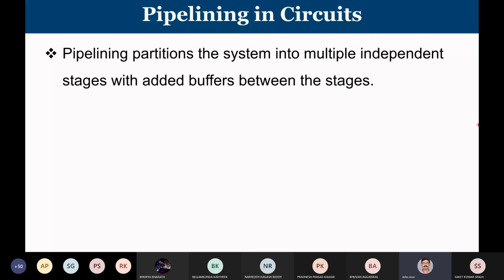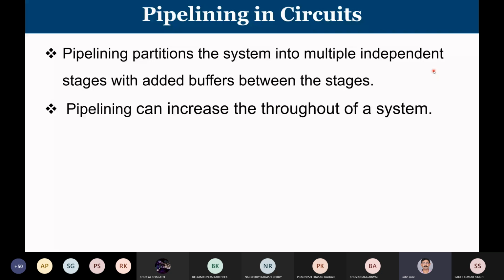Now, coming to pipelining, what you basically do is you try to divide this macro unit into smaller subcomponents. We know that in the instruction execution, there are subtasks such as instruction fetch, instruction decode, reading of the operand, storing the address, loading from memory, writing into registers. All these I am going to divide into smaller independent tasks. So if you try to rephrase the sentence, pipelining partitions the system into multiple independent stages with added buffers between these stages.